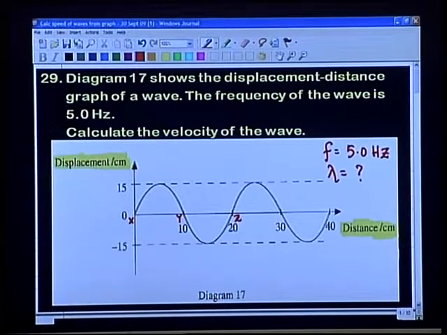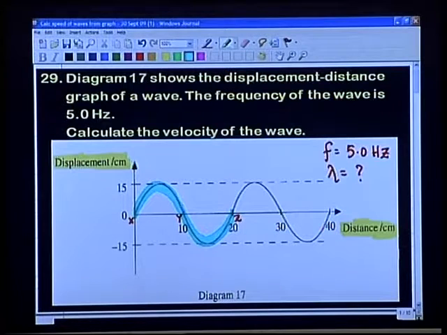From point X to point Y, is it one cycle yet? No, it is half a cycle. From X to Y to Z, I have colored it. From X to Y to Z, it is one full cycle. It is one full vibration. It is one full wave, one complete wave.